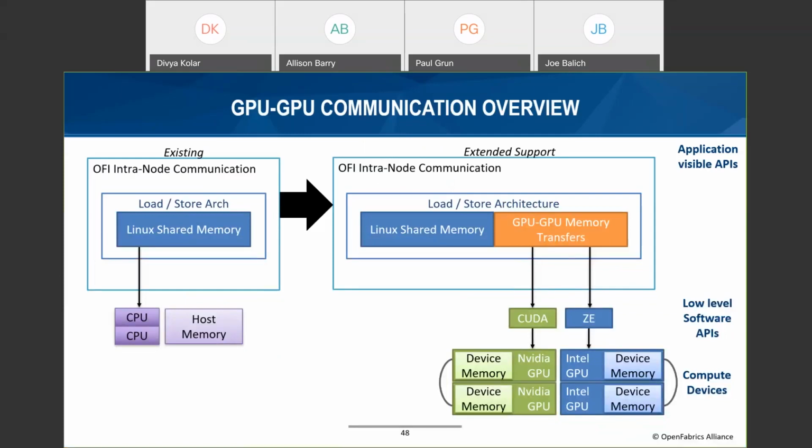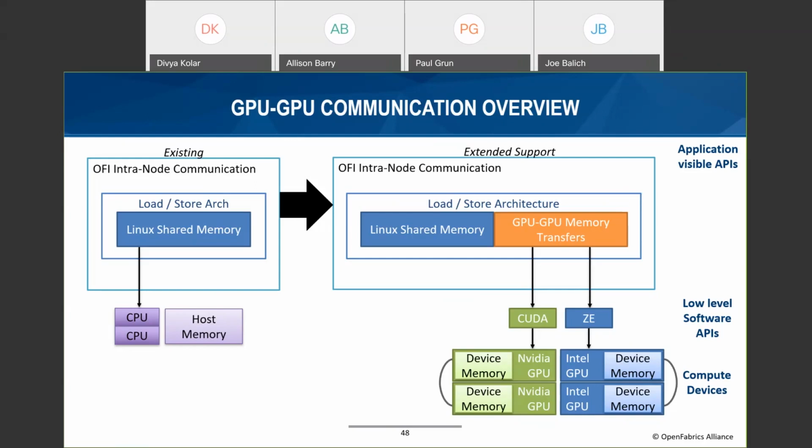When we talk about adding GPU to GPU communication in OFI for the shared memory provider, what we're talking about is modifying the existing shared memory architecture on the left that provides transfers from host memory for execution on the CPU, and adding support for various types of GPU and interfaces on the right. So the shared memory provider can hook into these low-level software APIs for different types of GPUs, and for use on the device memory on the GPUs.